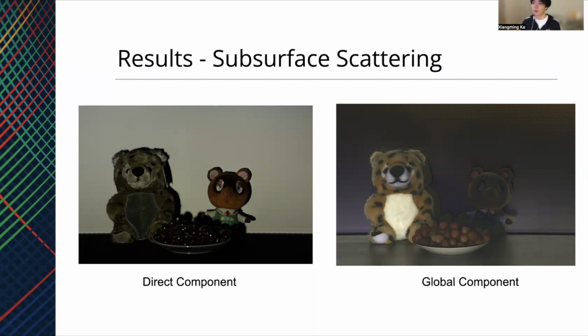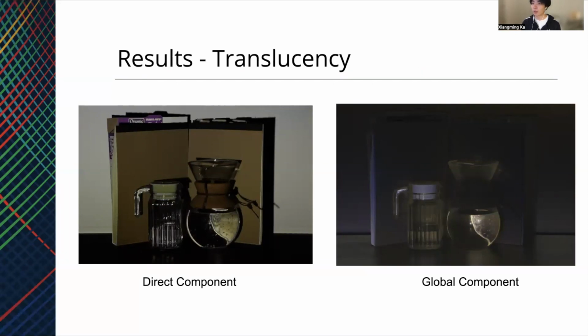I captured a set of scenes that are dominated by a specific physical phenomenon, like subsurface scattering, as we can see here. We notice that the appearance of the snub toys and grapes is dominated by subsurface scattering, as we can see from the global image. As for translucency, the global image mainly contains refraction and caustic effects due to transparent objects. It also shows volumetric scattering in the glass cup.